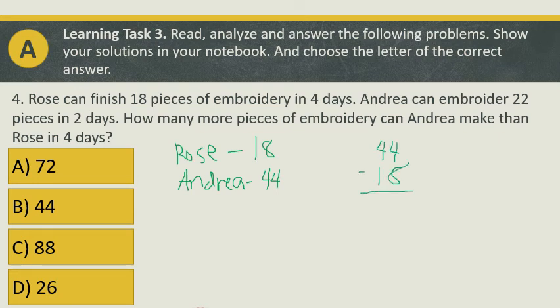So, ang 4 minus 8 ay hindi pwede. So, ito ay magiging 14. Yung 4 sa unahan ay magiging 3. So, 14 minus 8 is 6. 3 minus 1 is 2. So, ibig sabihin, mas madami ng 26 ang kay Andrea kaysa kay Rose kapag naggawa sila ng pieces of embroidery sa loob ng 4 days.